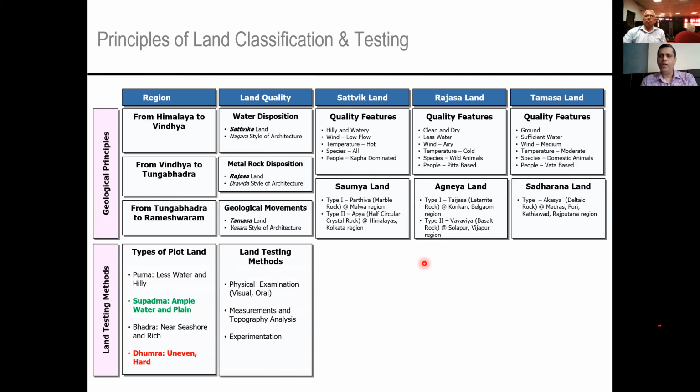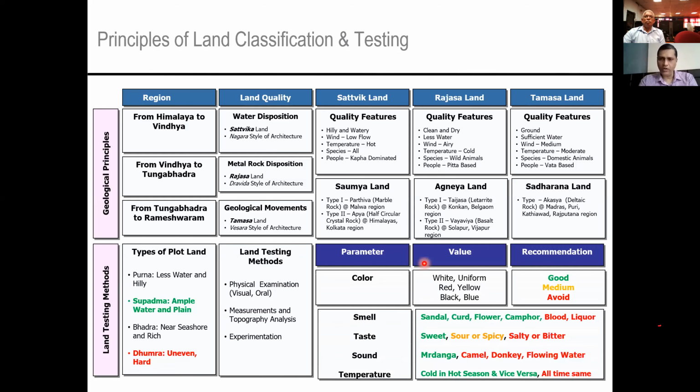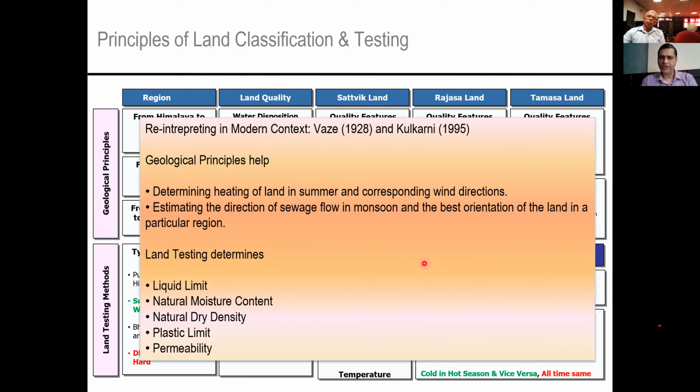For example, a uniform, white-colored land having opposite temperatures in the season is considered the best land for constructing homes. In the modern context, we could conclude that the entire approach of Vastushastra in land classification and testing ultimately helps the architect and the civil engineer to select the right dwelling place with appropriate design and construction considerations like liquid limit, natural moisture content, natural dry density, plastic limit, and even permeability.